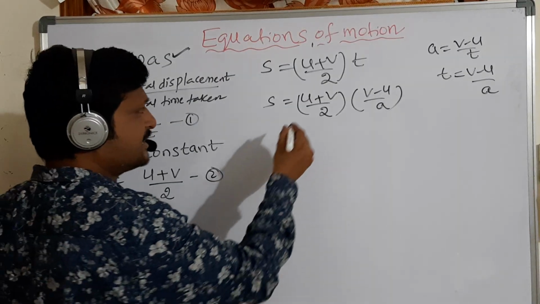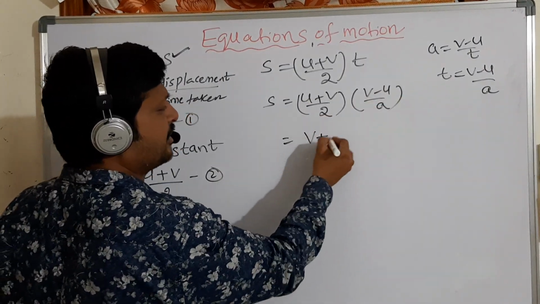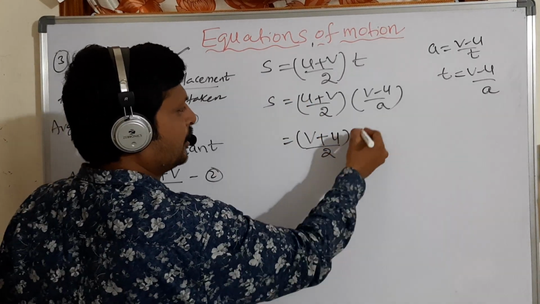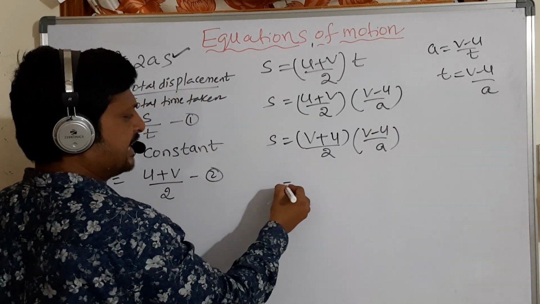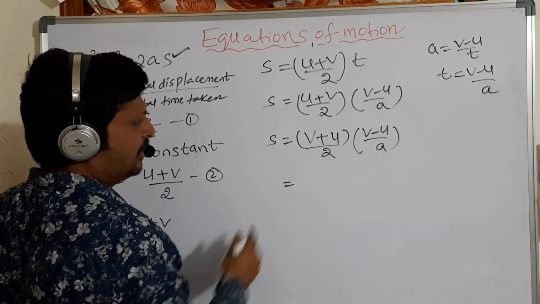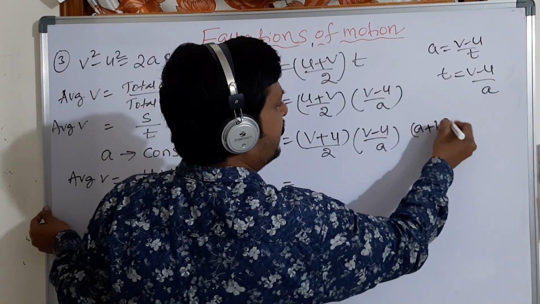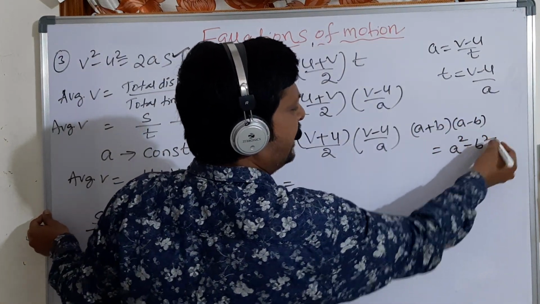Now see here, u plus v, and here v minus u. So simply I am writing this as (v + u) by 2 into (v minus u) by a. This is s. Then see here, it is in the form (a plus b) into (a minus b). What is (a plus b) into (a minus b)? That is equal to a square minus b square.